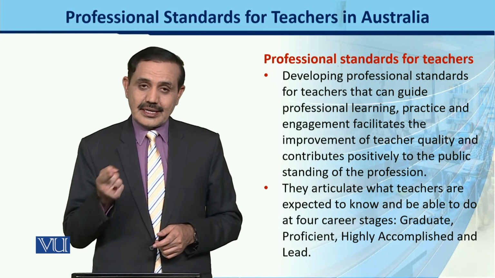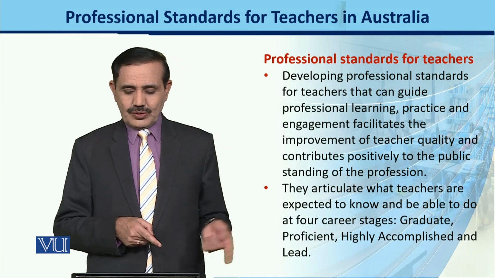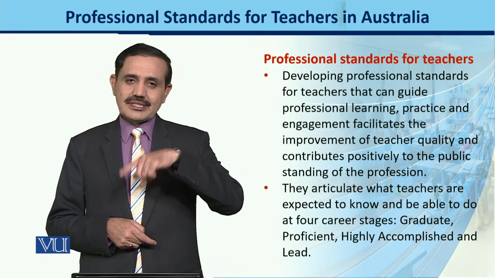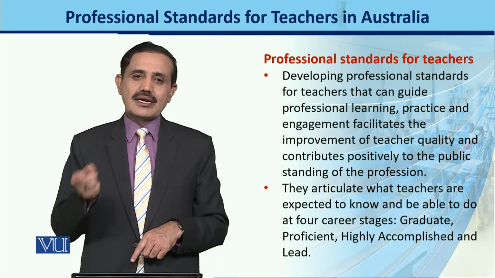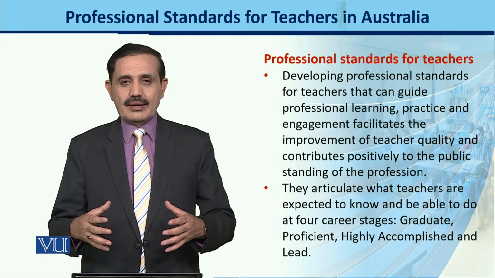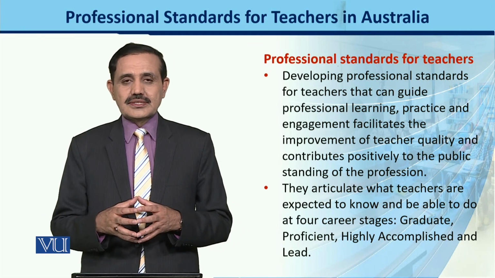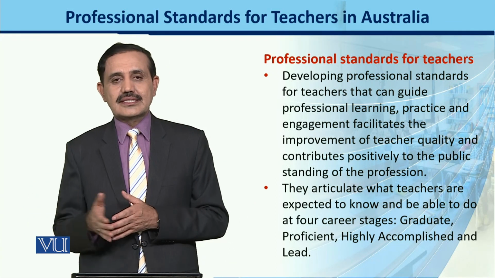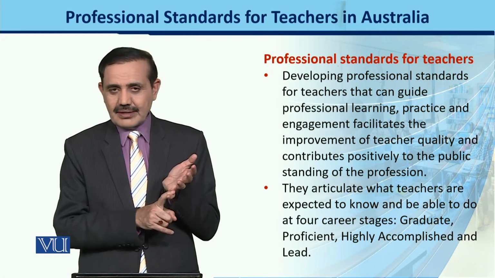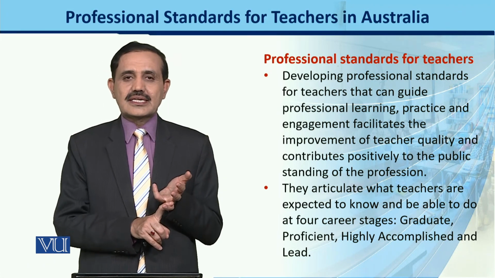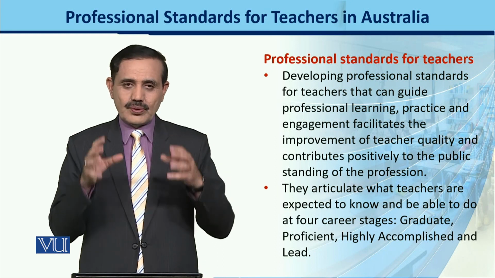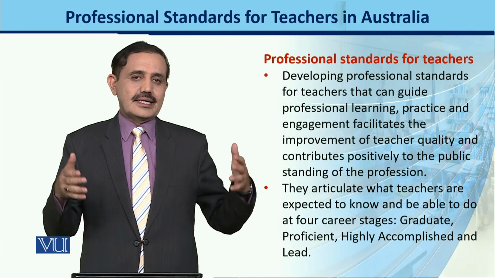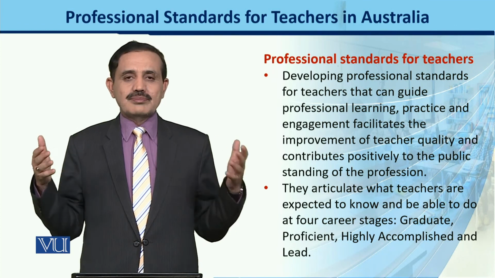You could be a graduate teacher at the primary school. You could be an accomplished teacher, highly accomplished teacher at the primary school. You could be the lead teacher at the primary school level. Similarly, all the 4 levels of the teachers are regardless of the level he or she is teaching. Proficient teacher at the primary level, proficient teacher at the secondary school level, or the elementary. So these 4 levels are in terms of the career level, or in terms of their job description.